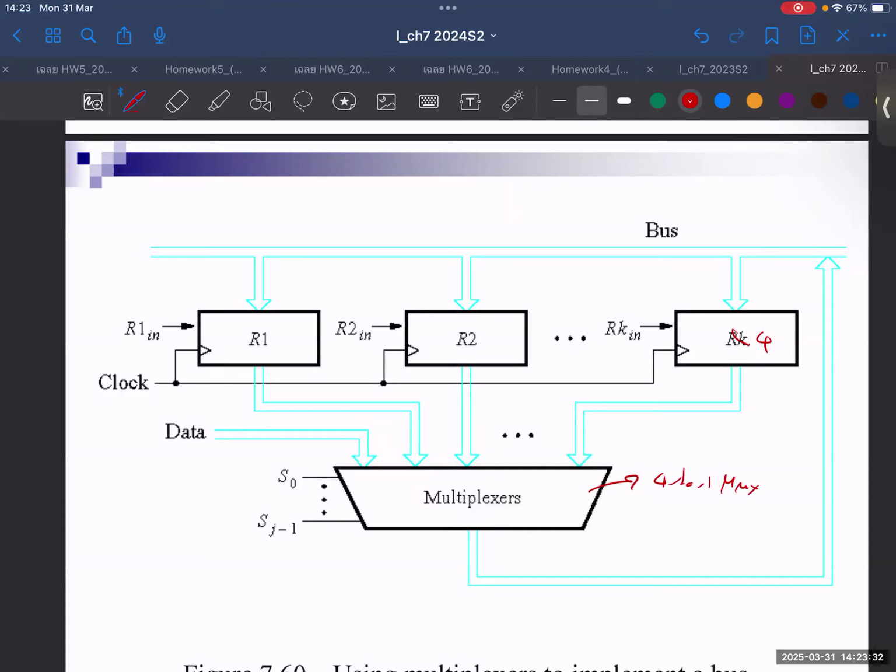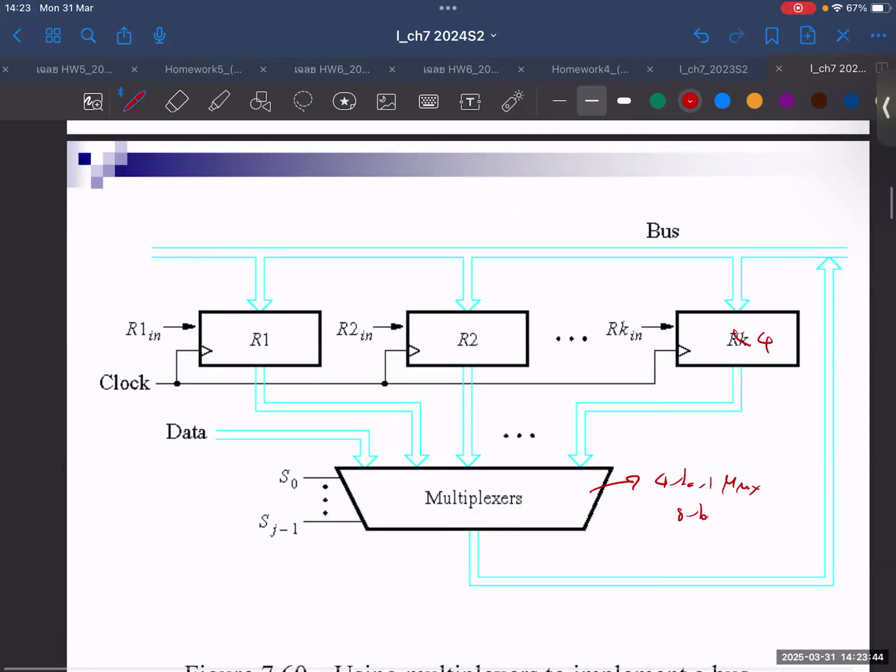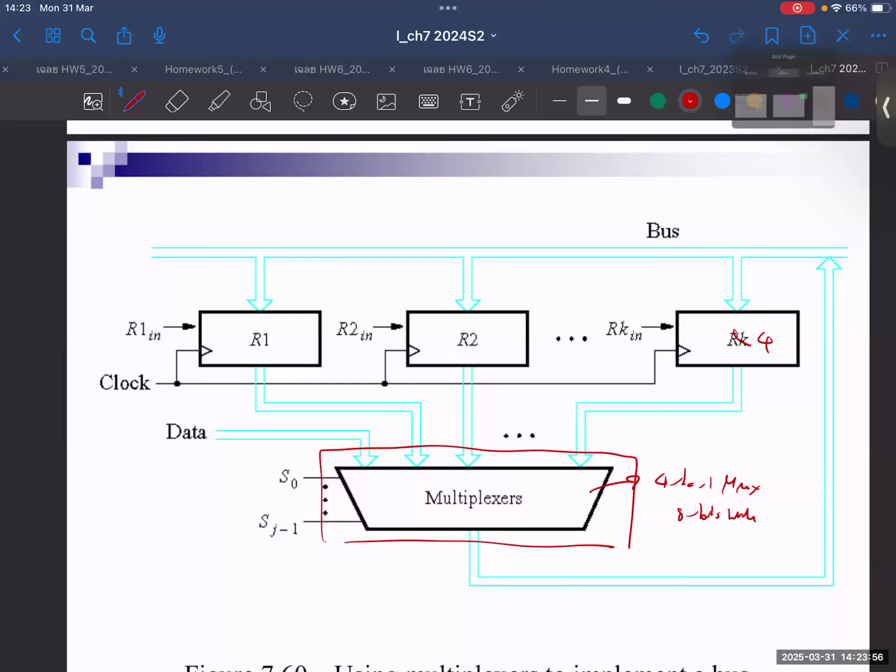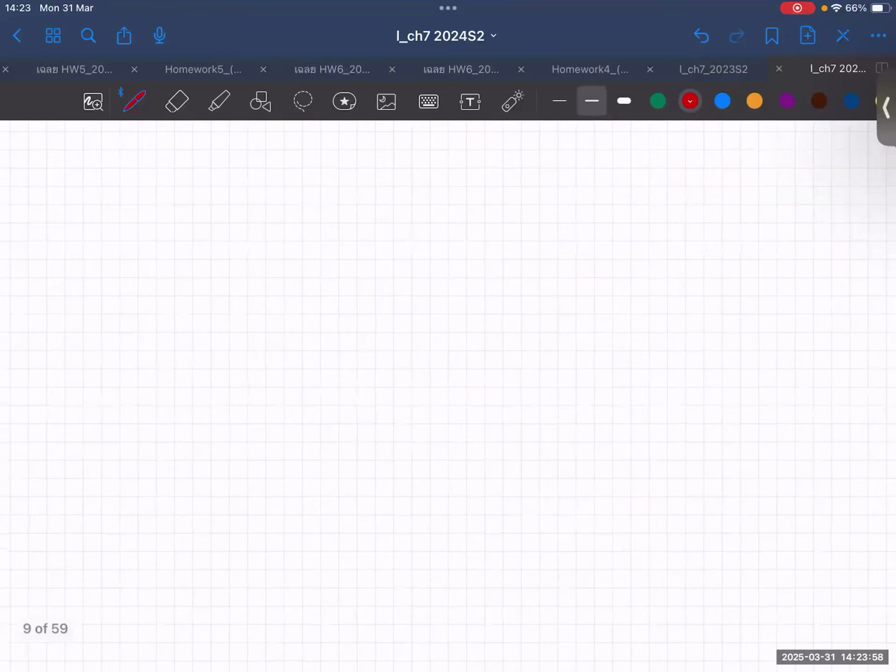But each mux is 8 bits wide, right? 8 bits wide. So what does it look like in this case? Okay, let me draw something. So what does this one look like? Of course, the control signals: how many of them do you need if you have four?